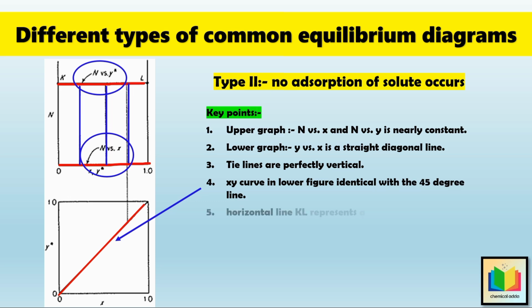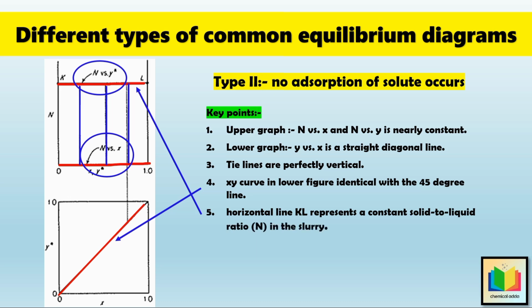Then horizontal line KL represents a constant ratio of inert solid to solution in the slurry. Line KL being horizontal means that the amount of solid drained or settled is constant across all solute concentrations, and hence the solid-liquid separation is uniform at every stage.